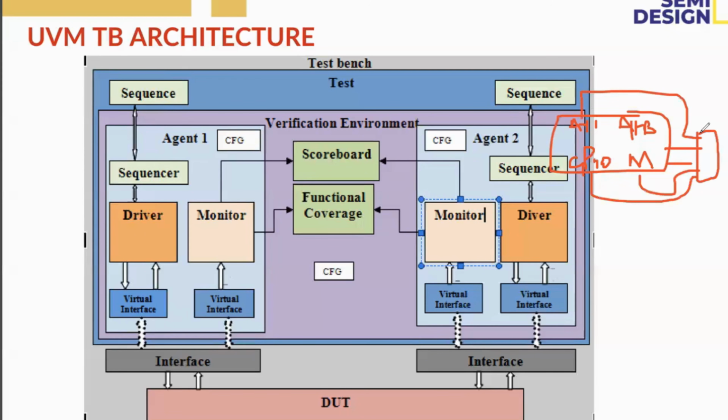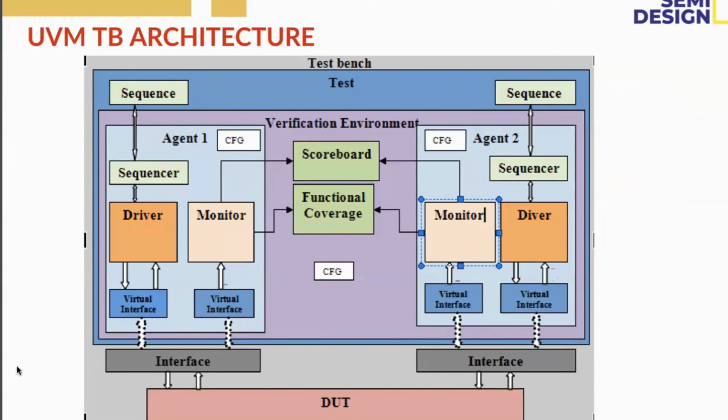For all IPs will be connected to the common scoreboard and common functional coverage or reference model we can call. Okay, but how are we connecting in SystemVerilog and how are the connections happening in the UVM? So in SystemVerilog, we are using the mailbox, right? For communication between generator to the driver and monitor to the scoreboard, we have used the mailbox.